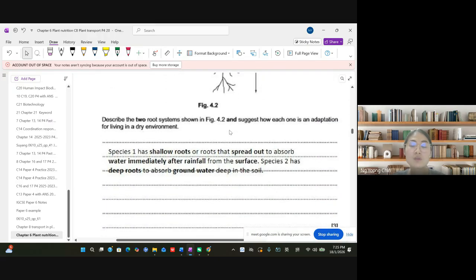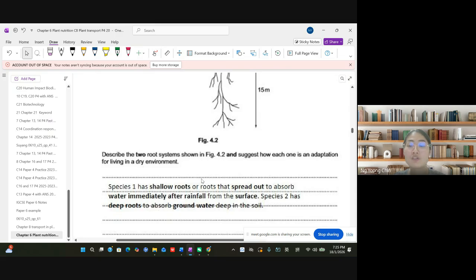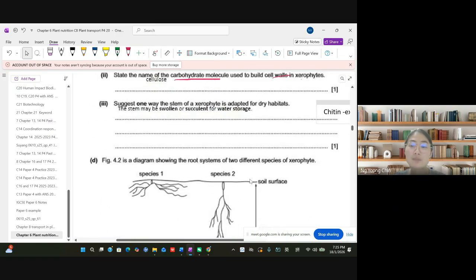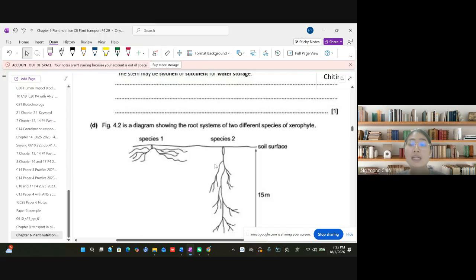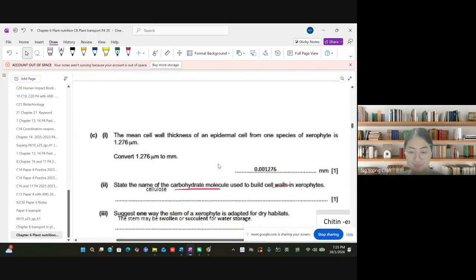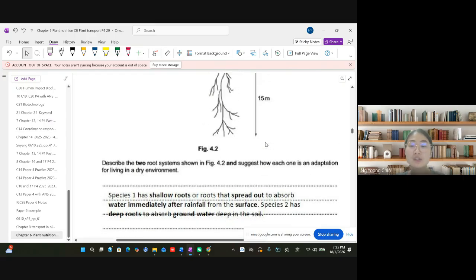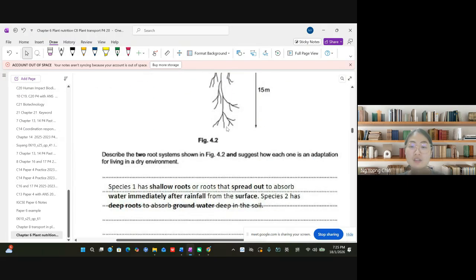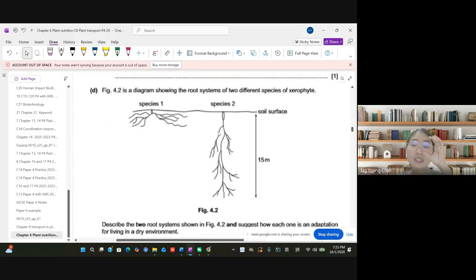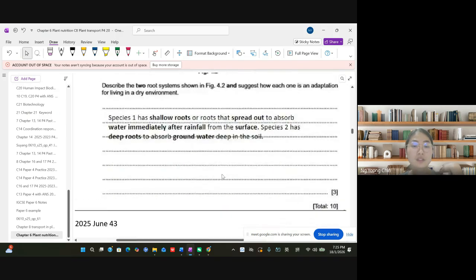So you should know how to explain the reason. Species 1 has shallow roots. They spread out to absorb the water from the soil surface after rainfall. Species 2 has deep roots to absorb the underground water. Actually, there is water underground, the groundwater, which is found deep in the soil. So they need to penetrate. You can see their roots just grow longer and longer, trying to search for the water source.